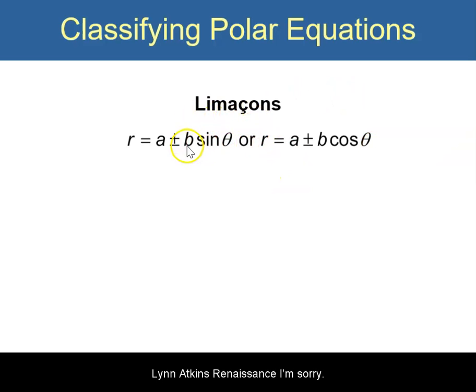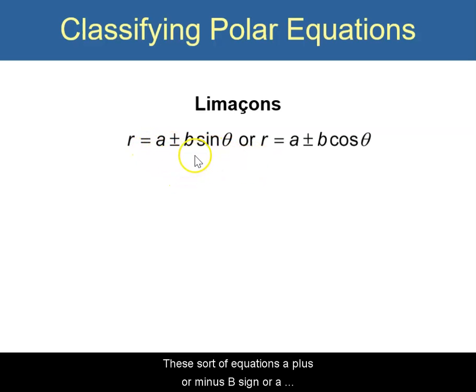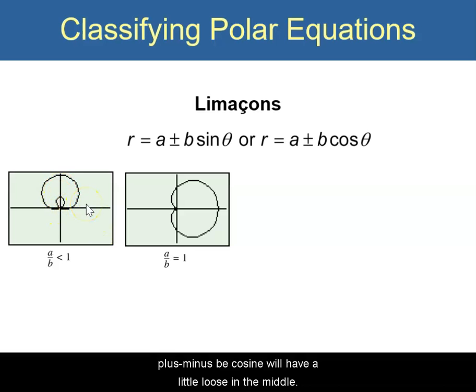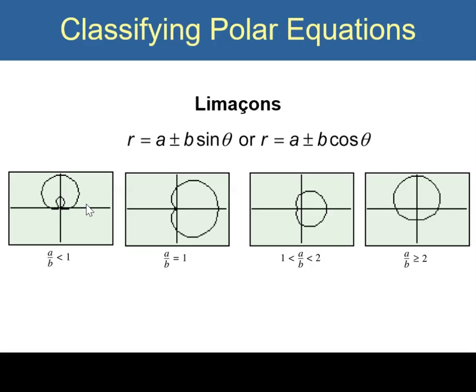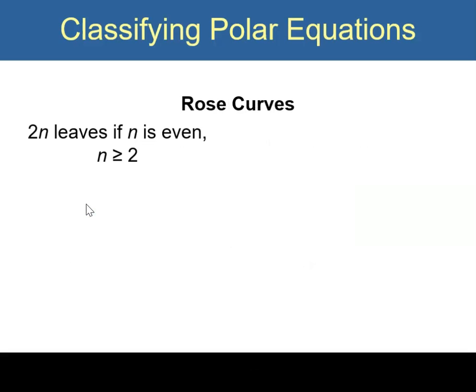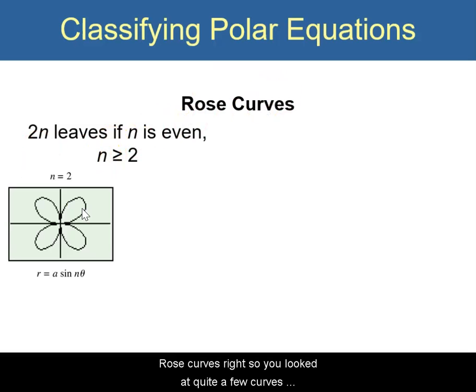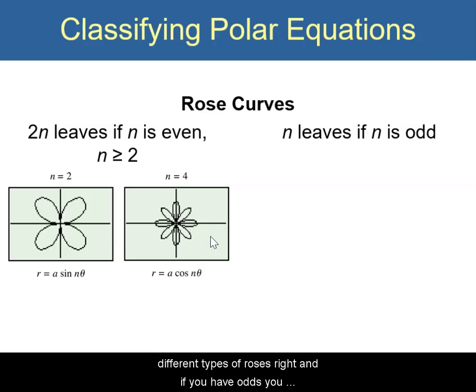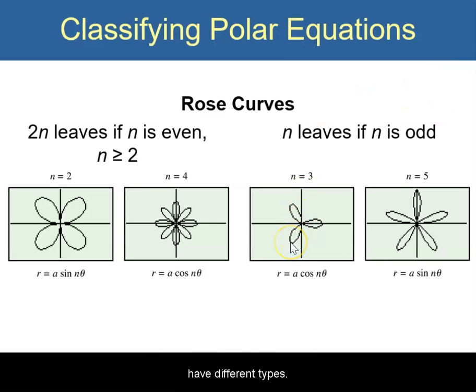Limaçons have these sort of equations, a plus or minus b sine or a plus or minus b cosine, okay? And so these will have the little loops in the middle, okay? They look like cardioids and things like that, okay? Rose curves, right? So we looked at quite a few curves that were roses. So sine n theta, right? Cosine n theta, right? So we look at these kinds of things. So for sines, they're a little bit different. And of course, n being even gives you different types of roses, right? And if you have odds, you have different types of roses as well, right?